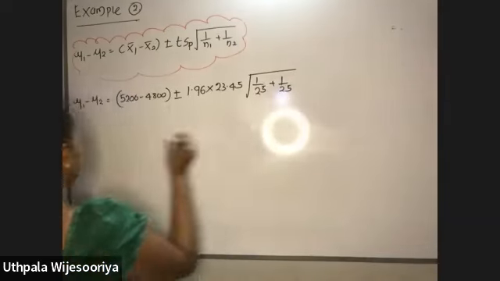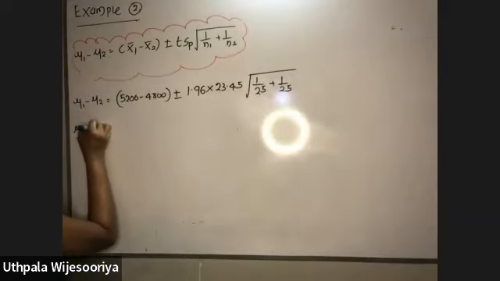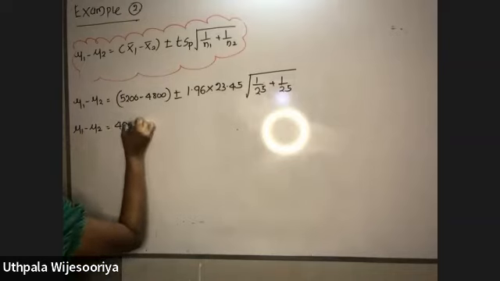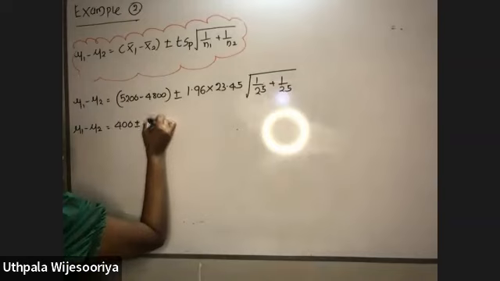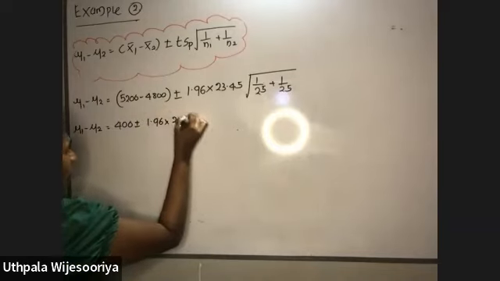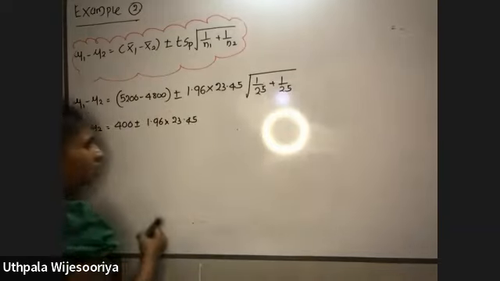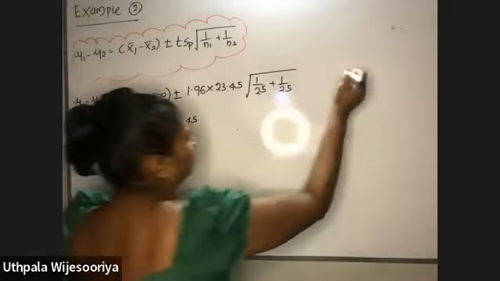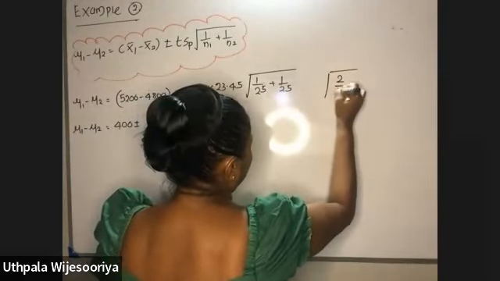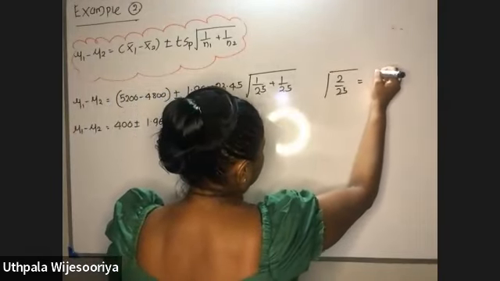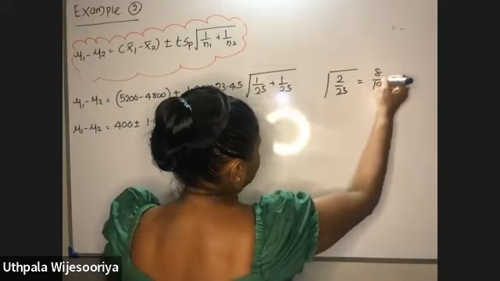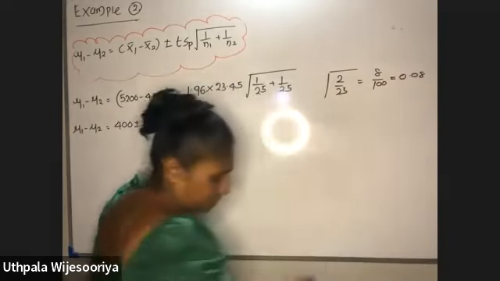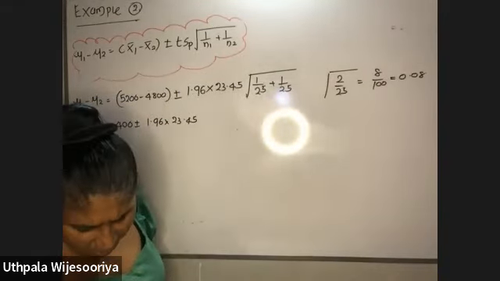Now look at the way of simplifying this part. Mu1 minus mu2 is equal to 400 plus or minus 1.96 into 23.45 into what is 1 over 25 plus 1 over 25? That is 2 over 25. Square root 2 over 25, right? Maybe see in the 8 over 100. 8 over 100 here is 0.08. Am I correct? 0.08.